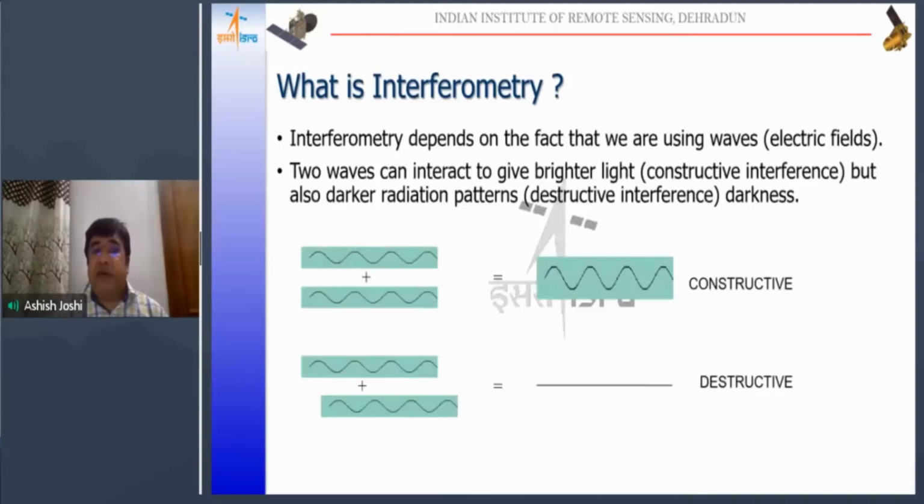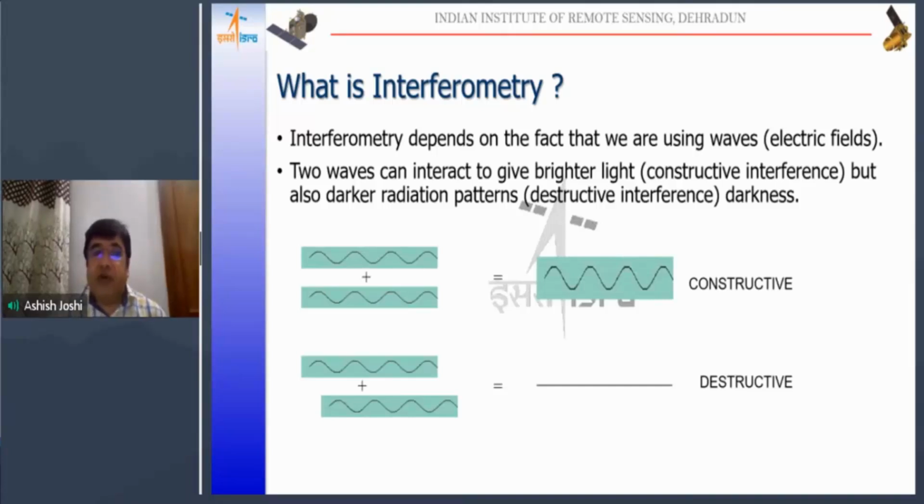Interferometry depends on the fact that we are using waves. Waves means, in SAR, we have the electromagnetic wave. So we will talk about the electric field associated with the electromagnetic wave, because electromagnetic waves are a function of both the electric field and the magnetic field. But the magnetic field can be derived from the electric field by Maxwell's laws. So we will basically talk about the electric fields.